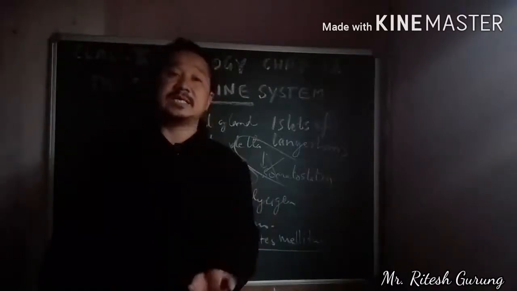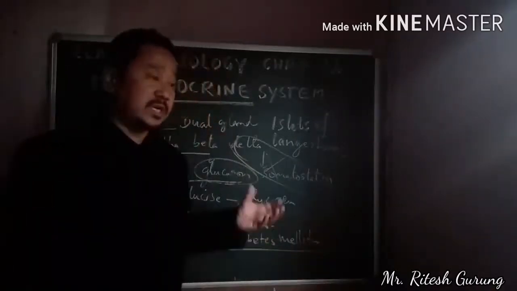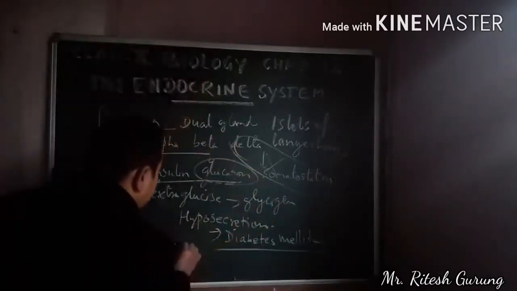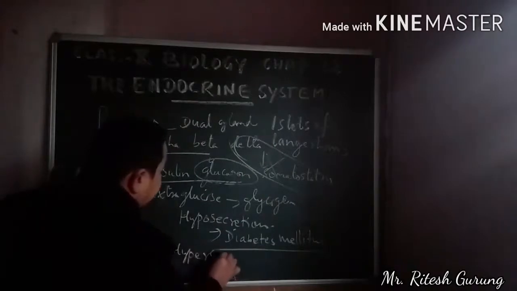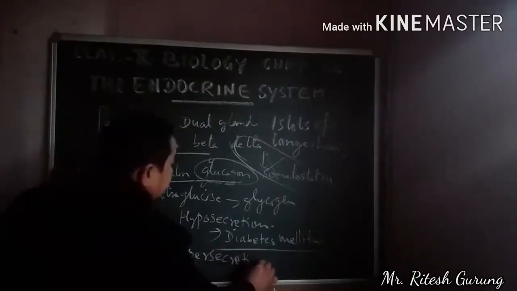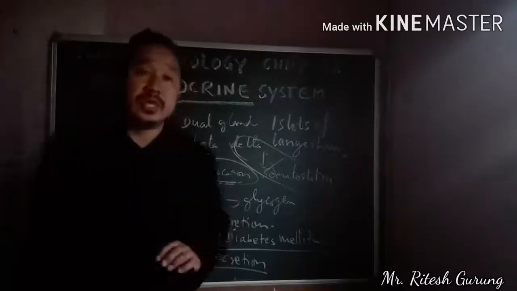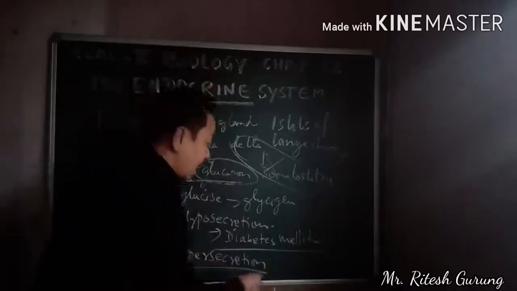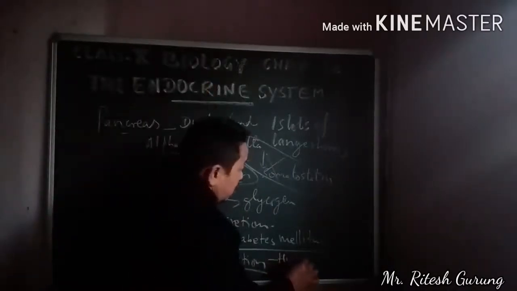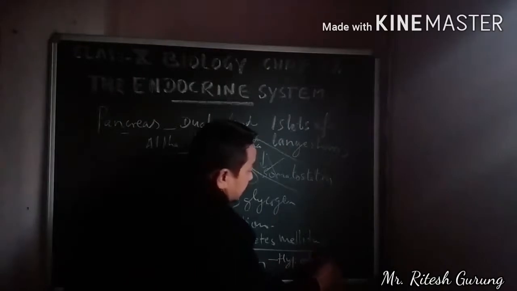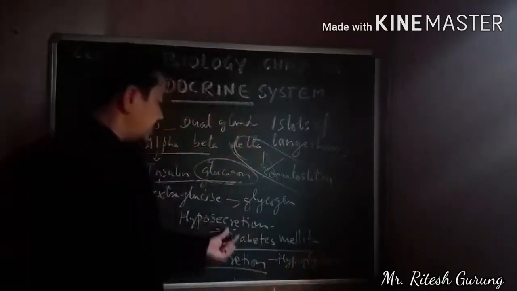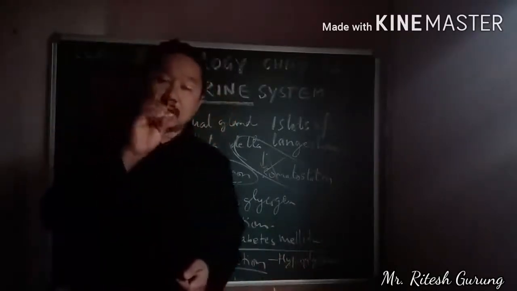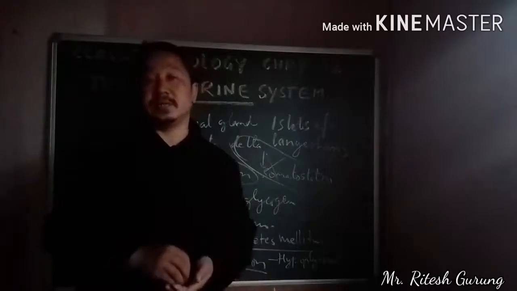Okay, and now hypersecretion of insulin. If the insulin is secreted more than the body requires, called hypersecretion, then the condition will be just the reverse. It will be hypoglycemia, where the blood sugar level will be very less in the blood.